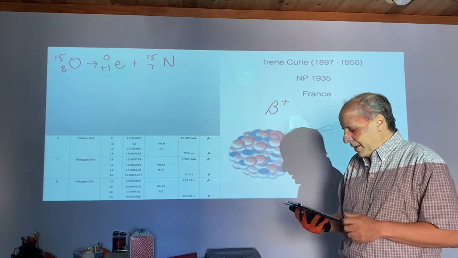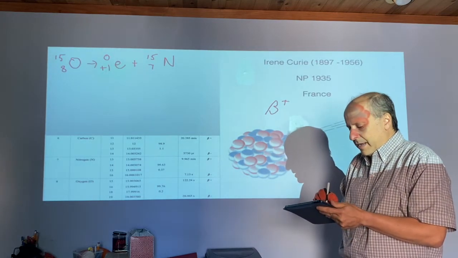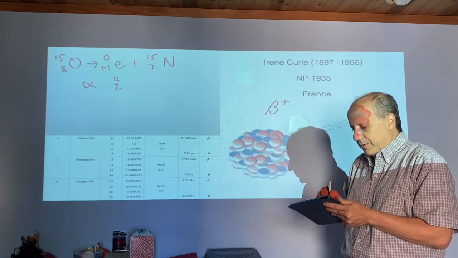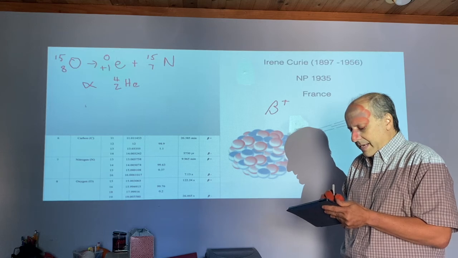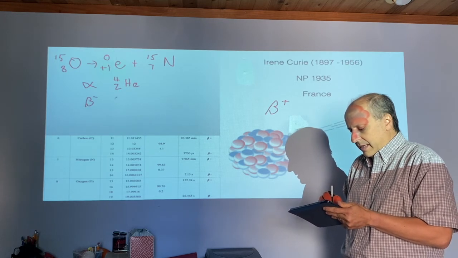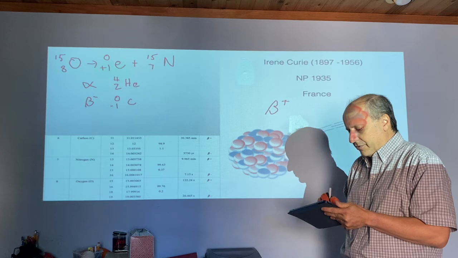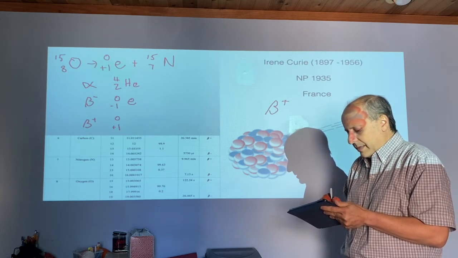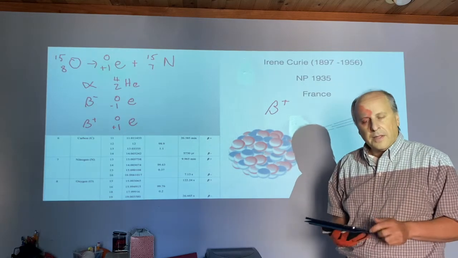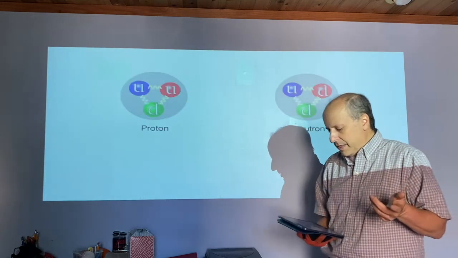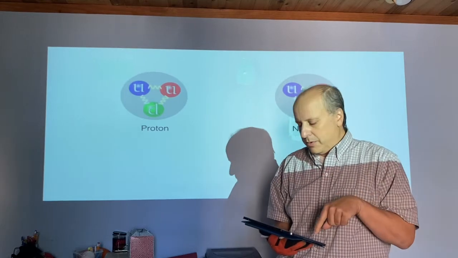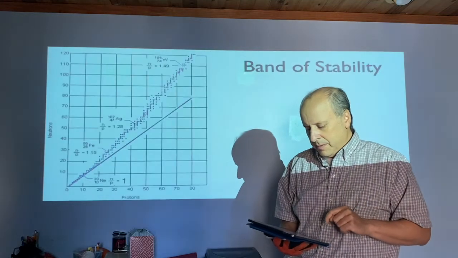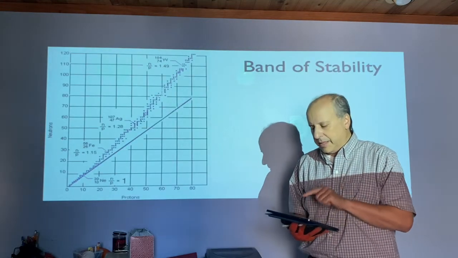Okay, so hopefully it'll be pretty easy. Again, you want to recognize the symbols. Alpha, that's a 4-2 helium. A beta negative, that's a 0, -1 electron. And a beta positive is a 0, +1 electron. And again, with this one, an up quark turned into a down quark to turn the proton into a neutron and bring us onto the band of stability.